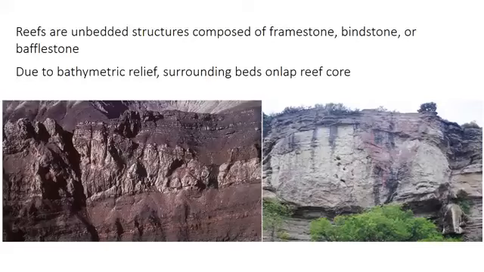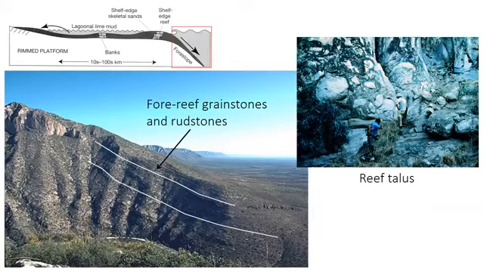Both true reefs as well as mud mounds have relief above the seafloor, so what this means is that if you look at a large section, the surrounding beds will onlap, which means they thin and drape over the unbedded reef core. And because reefs have this rigid framework that gets cemented and bound together on the seafloor, they can produce steep or even vertical fore-reef slopes at the edge of the carbonate platform. Their rigid structure also means that parts of the reef can break off as large, intact blocks and fall down the reef slope into the deeper parts of the basin.